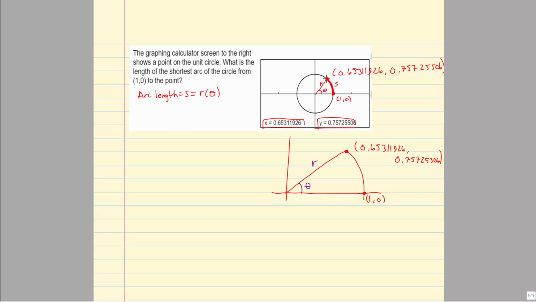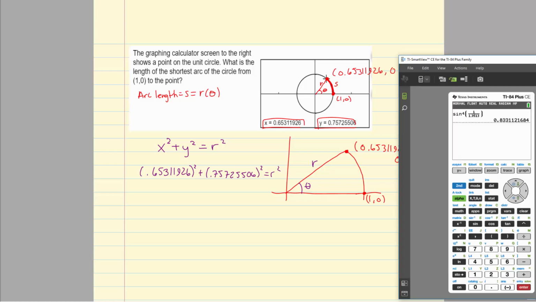Well, I think the fastest way to find r would be like a Pythagorean theorem, or use x squared plus y squared equals r squared. And really they're the same thing. So x squared would be the point 0.6531196 squared plus y squared, 0.757255506 squared equals r squared. So to do anything else from here, we're going to need a calculator, so let's go ahead and pull in that calculator. We'll try that again.